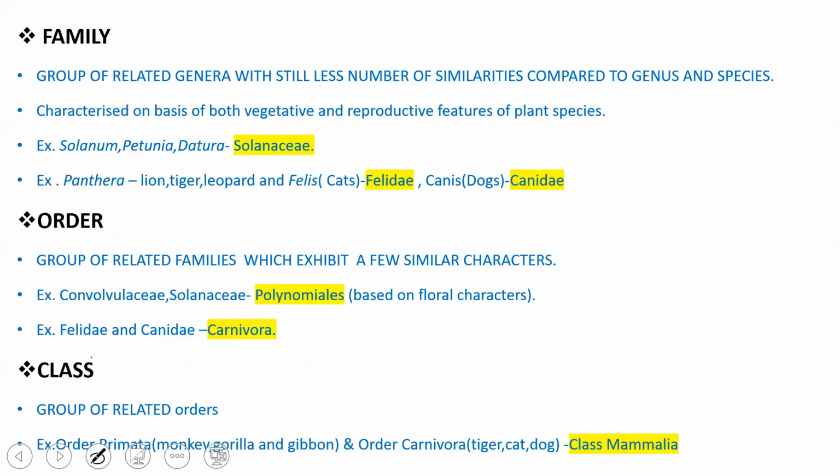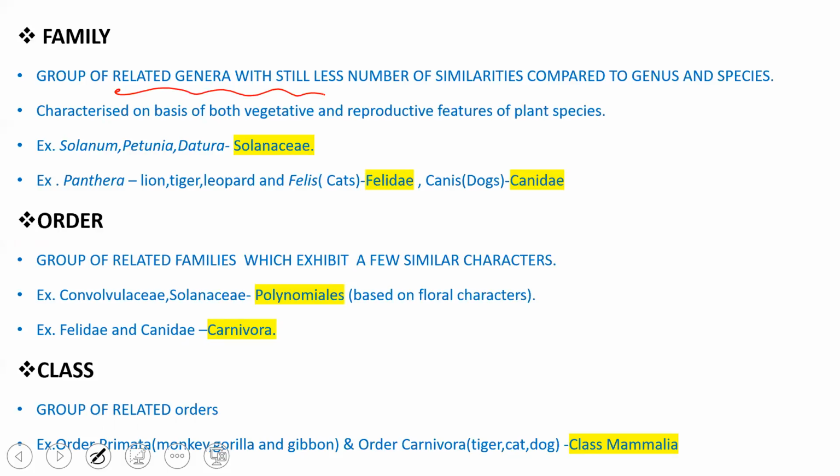So as I told you, as we go higher from species to the kingdom, the number of common characters or similarities will be decreasing, right? But the number of differences or dissimilarities goes on increasing. The higher we go, the similarities of the characters reduce, but the differences in the characters increase. So this is something very important.